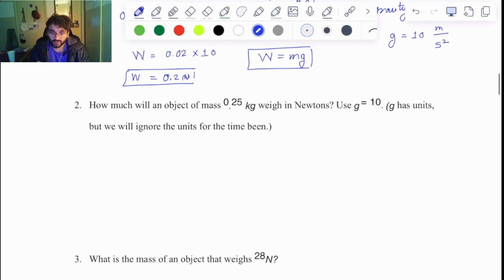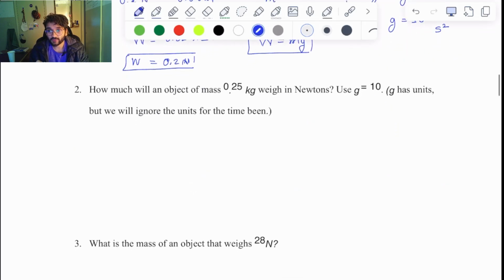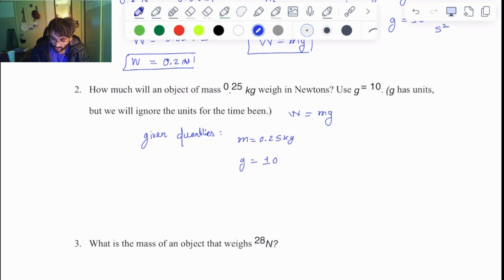Question 2 is, how much will an object of mass 0.25 kilograms weigh in newtons? Again, we're going to use the formula W equals m times g, and m is given to be 0.25 kilograms. So I'm just going to write the given quantities. m equals 0.25 kilograms and g is equal to 10.